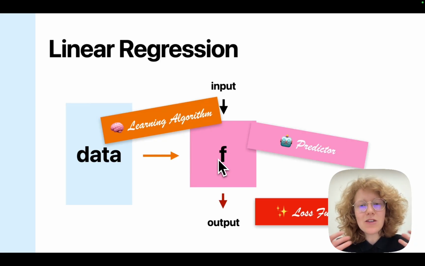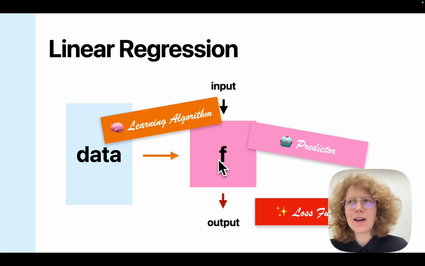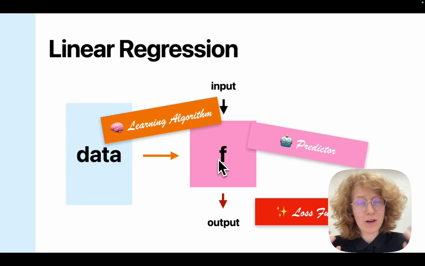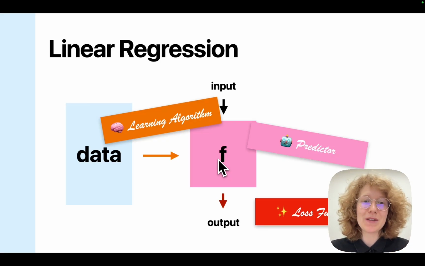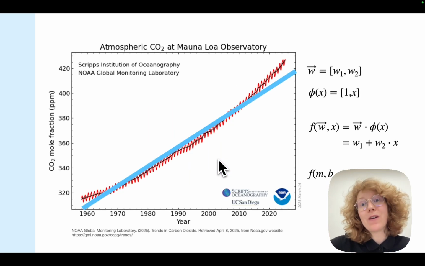And finally, we need to have some way of determining how good our predictor is. I mean, even if it spit out a lot of numbers, is that even a useful number to keep? And that's what we call a loss function. So the loss function will help us determine what predictors are good, and that might also help us maybe tune our learning algorithm. So coming back to this example, we might want to fit this line.